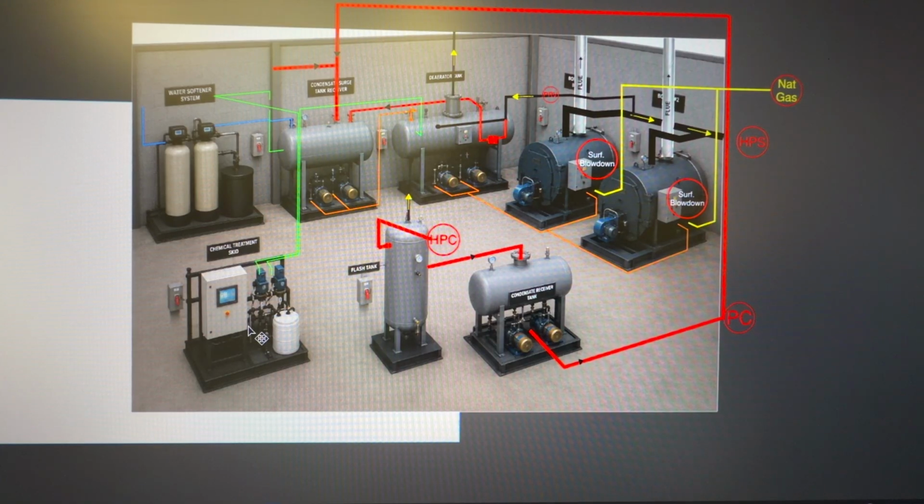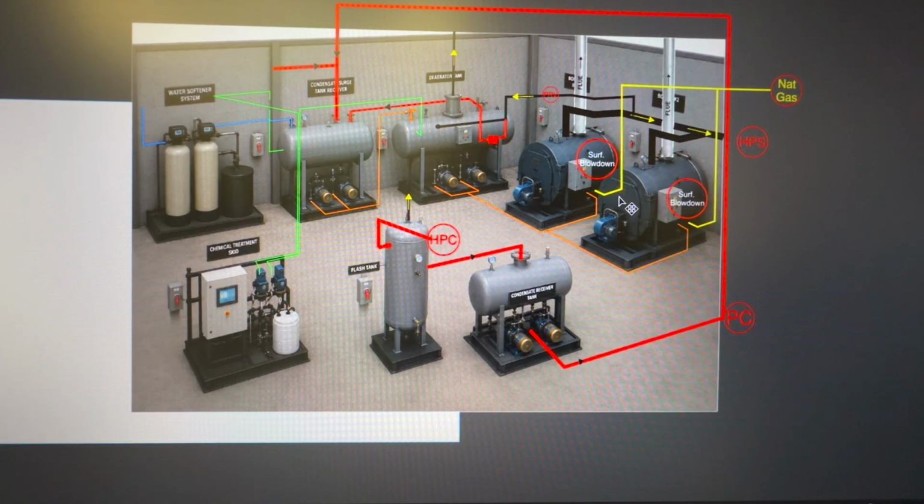Many modern systems automatically feed chemicals based on conductivity or other water quality measurements. The purpose of it is to protect the boiler, maintain proper water chemistry, reduce maintenance, improve operating efficiency, and extend equipment life.